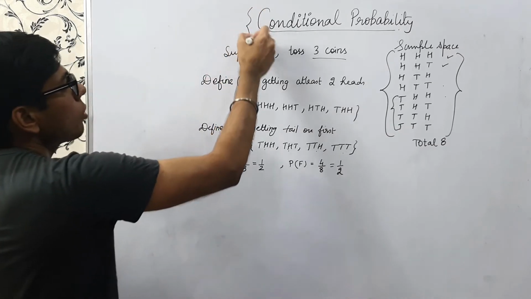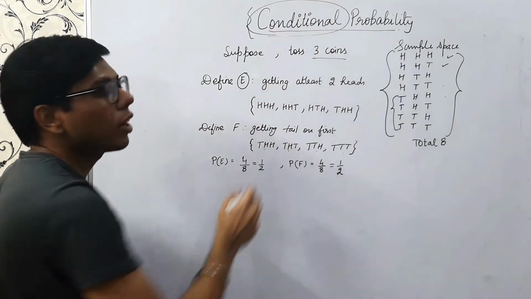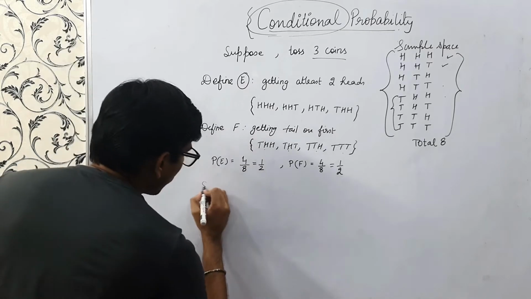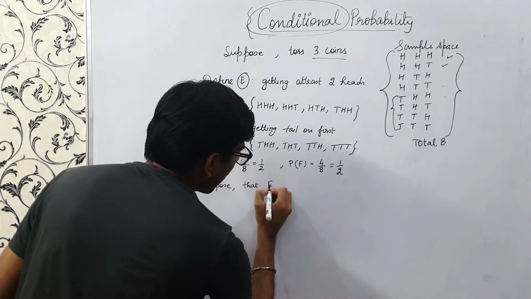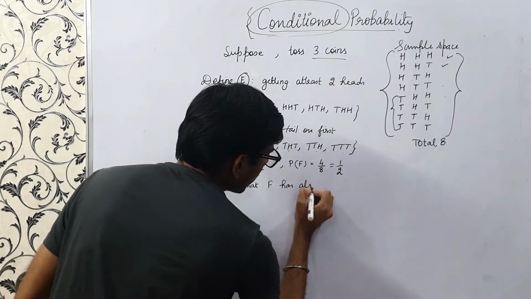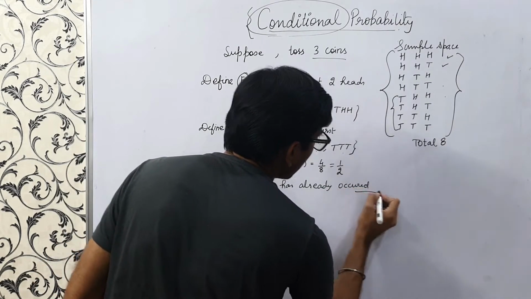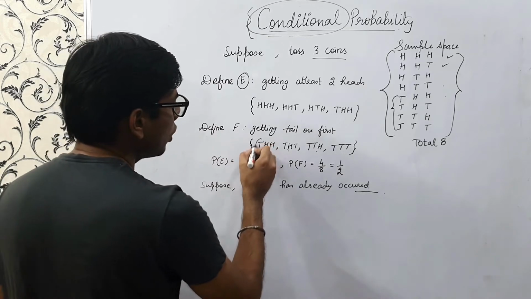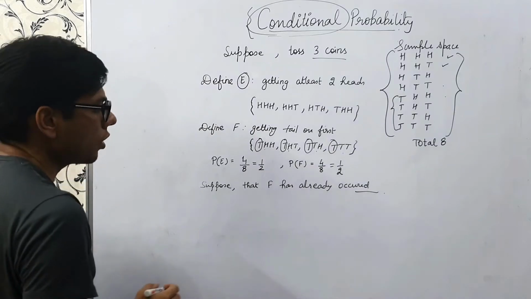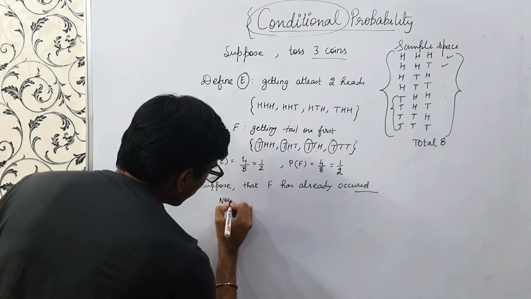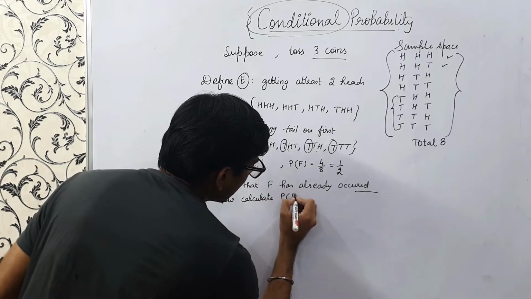Now what does conditional probability say? Conditional means there is some condition that we already have. Suppose we know that F has already occurred. This is our condition: the event F has already occurred. What does that mean? That we know there is a tail on the first toss. Now we have to calculate the probability of E given F.